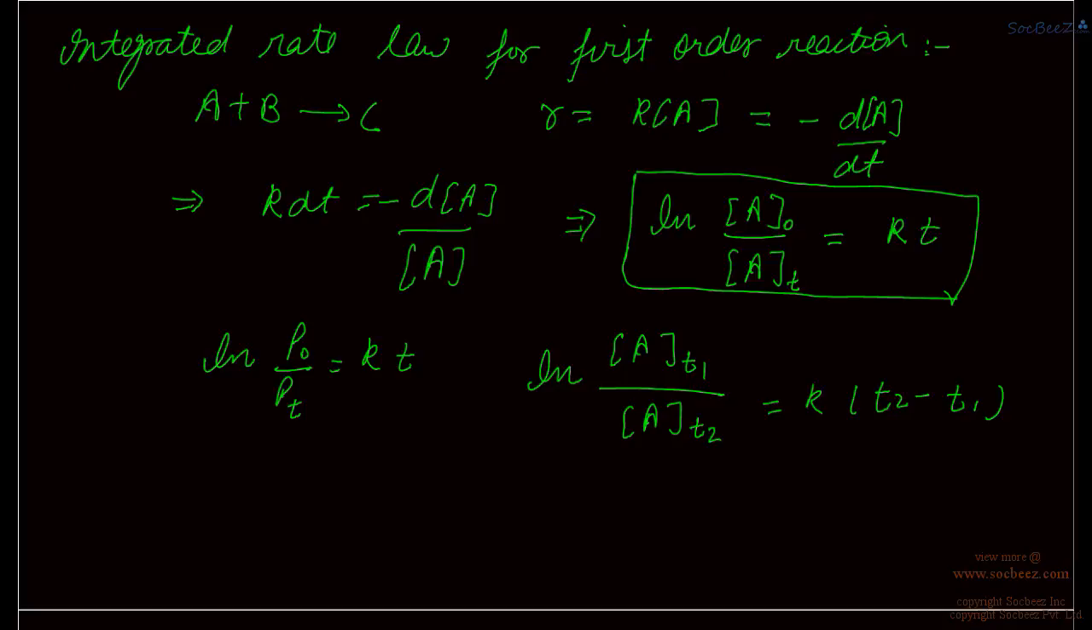So, if we simplify this further, we get the value of A at a particular time t as A naught e raised to the power minus kt. And this is known as Wilhelmy's equation.